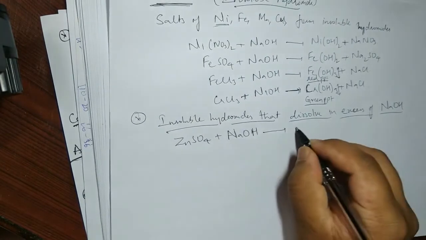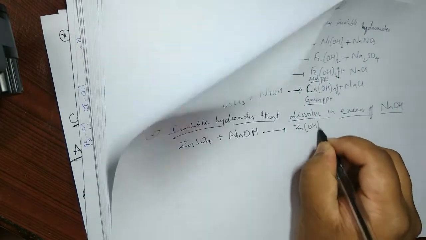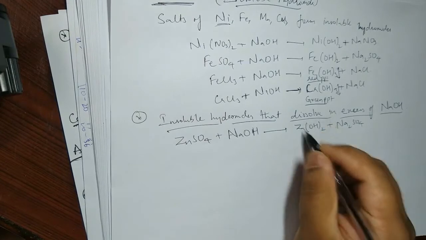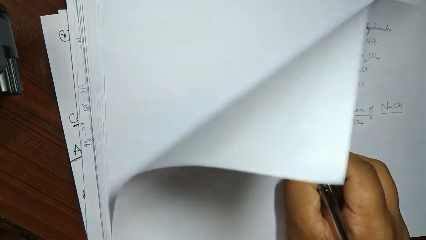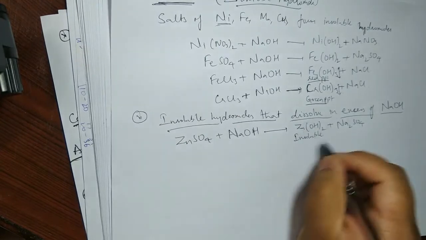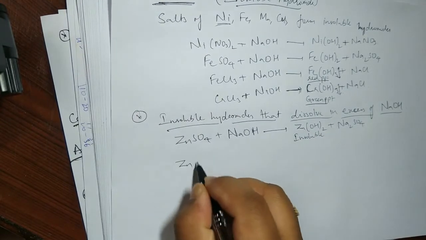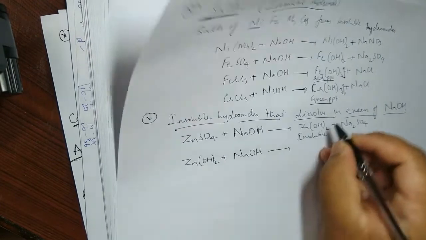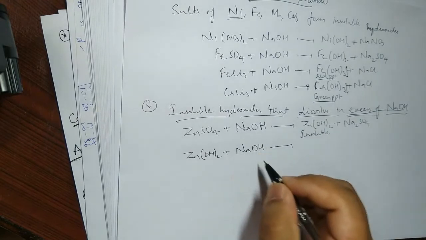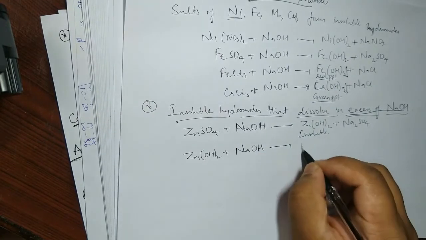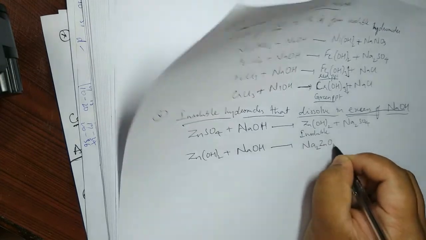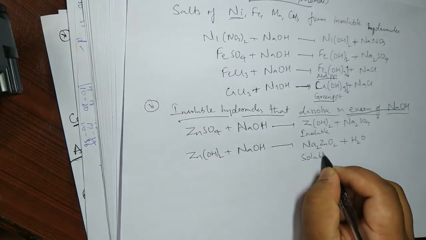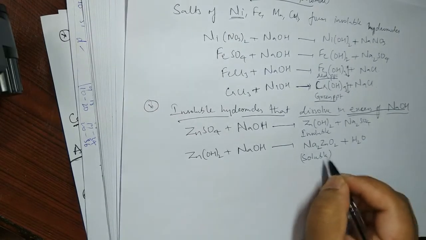very commonly it forms what? Zinc hydroxide plus sodium sulfate. Now this zinc hydroxide is insoluble, but when this zinc hydroxide is treated with NaOH again, Zn(OH)2 plus NaOH in excess amounts, zinc hydroxide forms the zincate. What is zincate? Sodium zincate, Na2ZnO2 plus water, and this is soluble. Okay, sodium zincate is soluble.